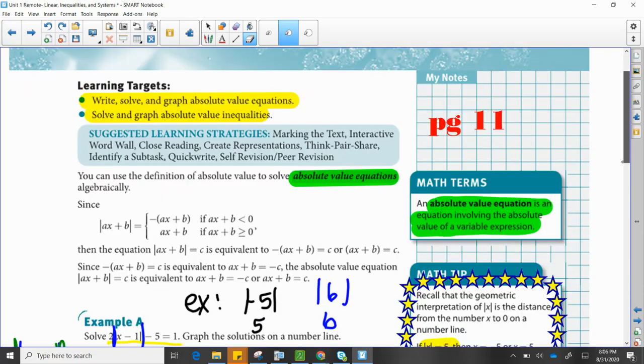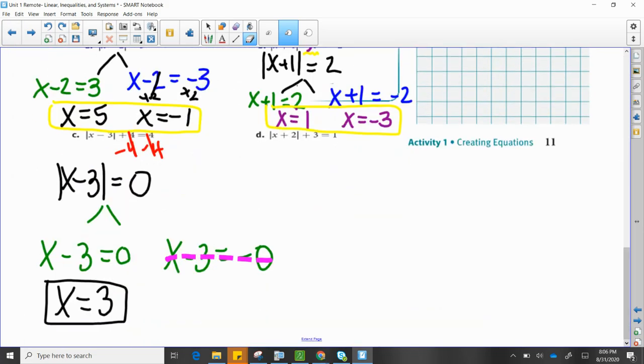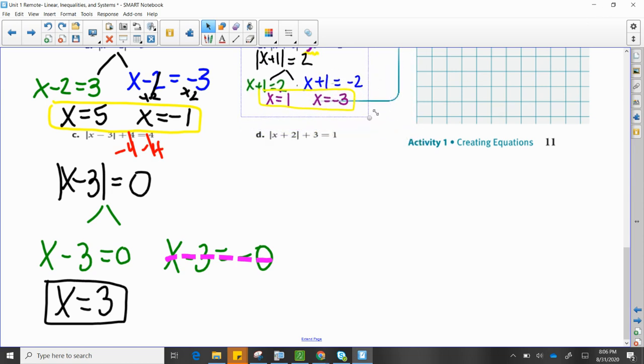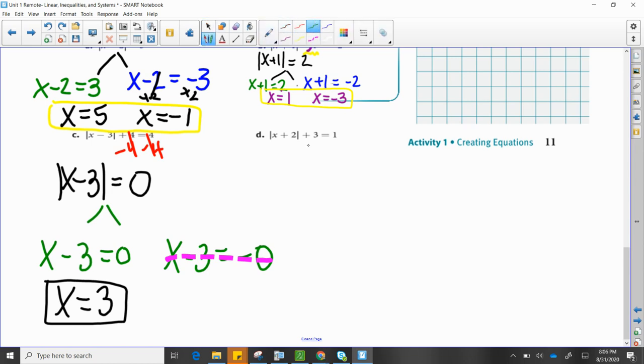Okay, going back, I'm going to go look at D now. So I have the absolute value of x plus 2 plus 3 is equal to 1. So our first step is always isolate the absolute value. So I'm going to subtract the 3 away from the absolute value side, so that way my x plus 2 is all by itself. 1 minus 3, that's negative 2.